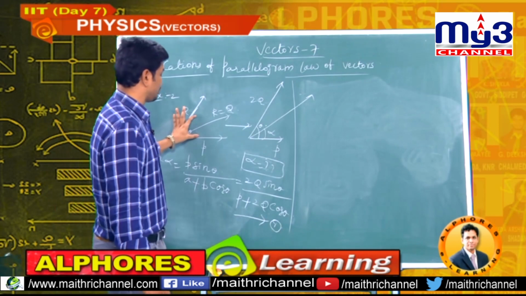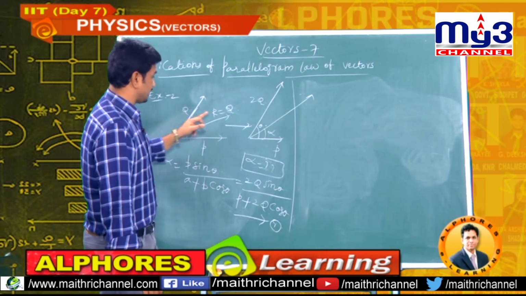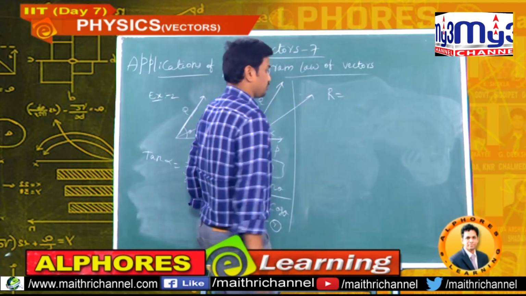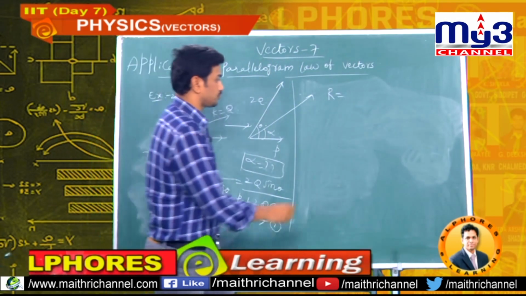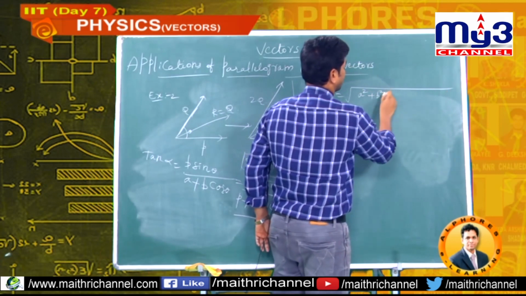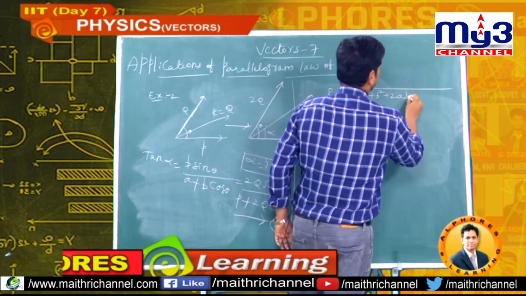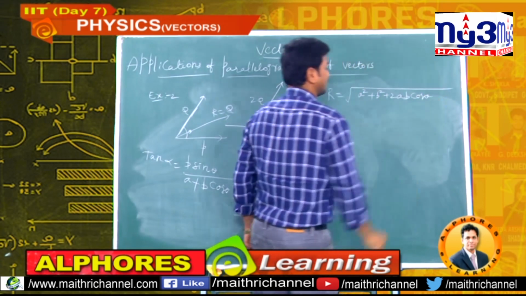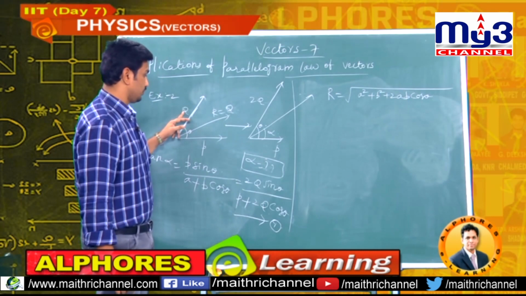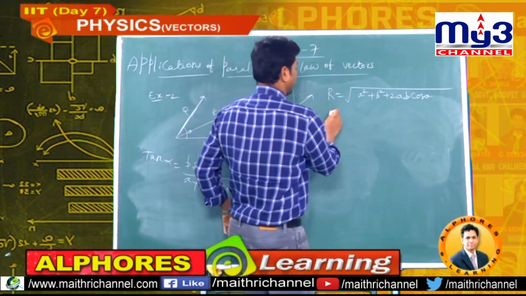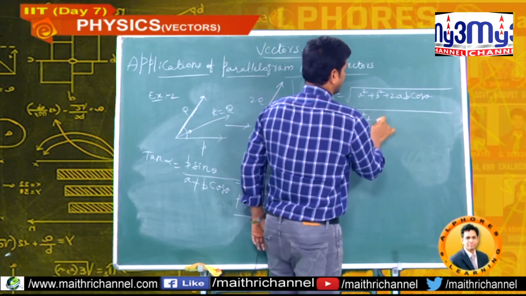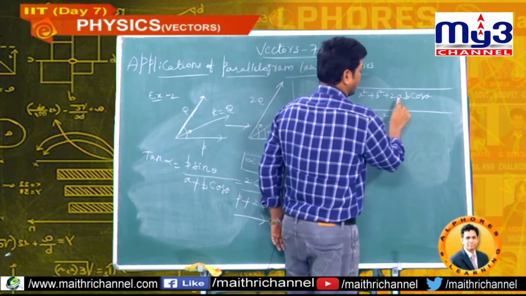Now use this condition: the resultant of P and Q is Q. The resultant magnitude is root of A square plus B square plus 2AB cos theta. A value P, B value Q. Now the resultant is already Q, so under root P square plus Q square plus 2PQ cos theta.